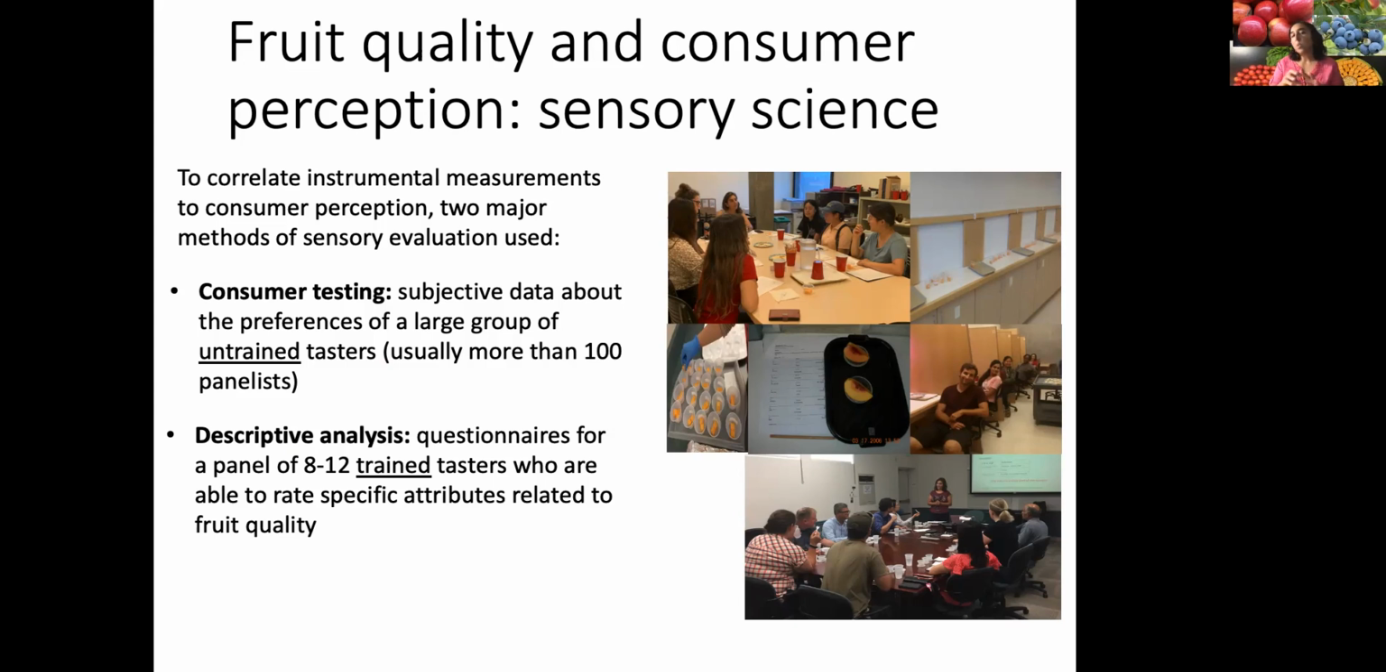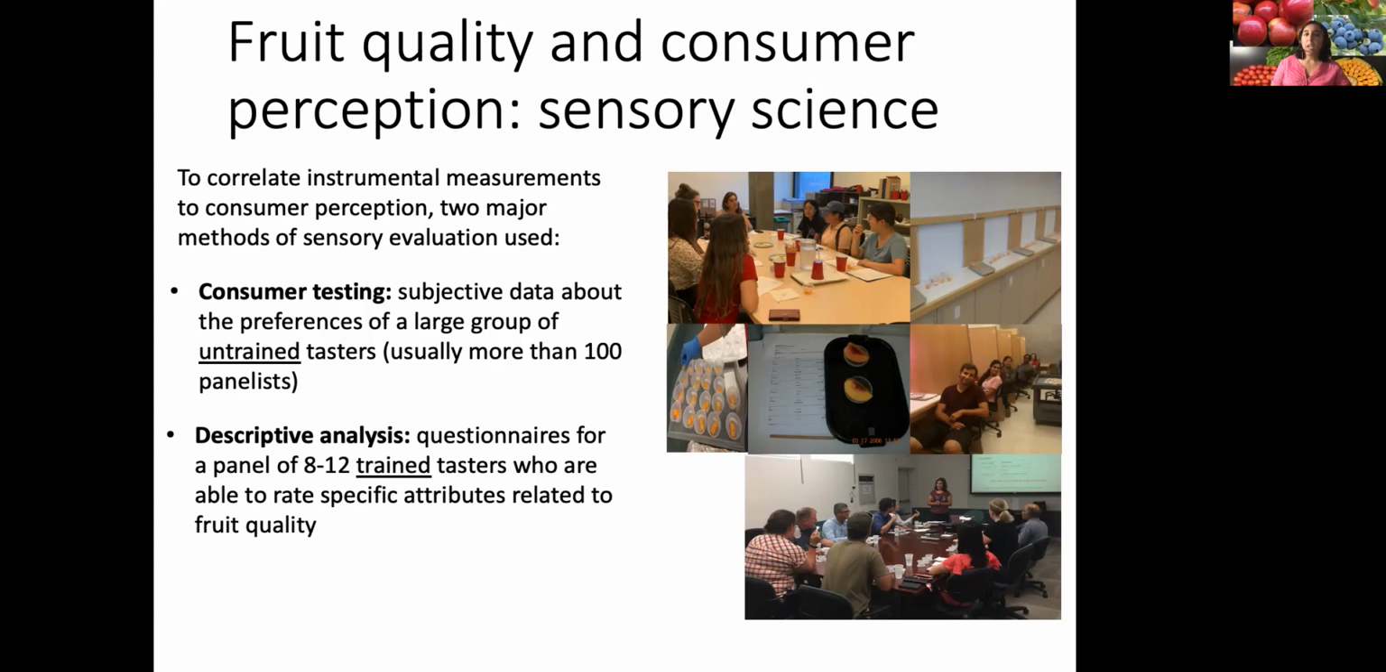If we are using this type of strategy, we would use panelists, usually more than 100 panelists in order to evaluate the fruits, okay? And the other big methodology that we use when we really want to quantitatively evaluate the human perception of fruits is descriptive analysis. And here we just reduce our group of panelists to 8 to 12 tasters, but these ones have to go through 3 or 4 weeks of previous training.